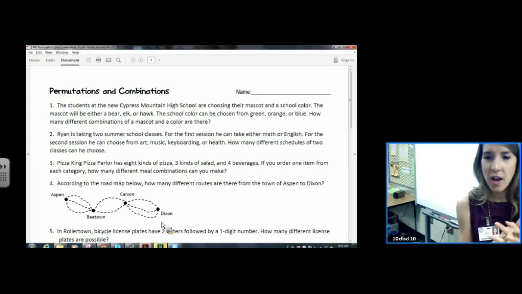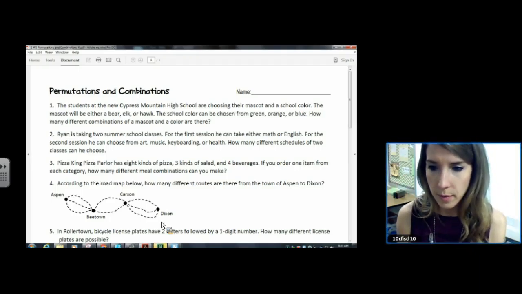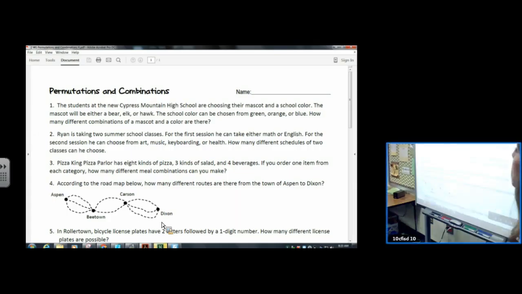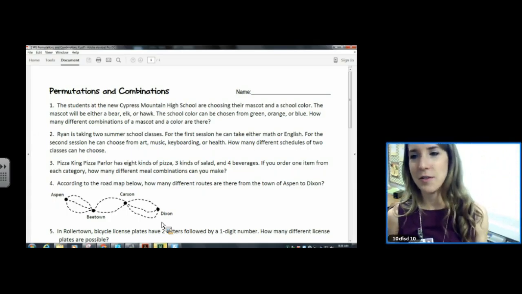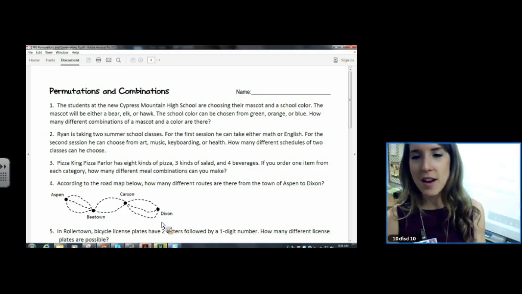So permutations and combinations, homework help. Let's start with number 1. This is a real thing in our district, right? There's a new high school. It's going to have a new name. It's going to have a new mascot, new colors.